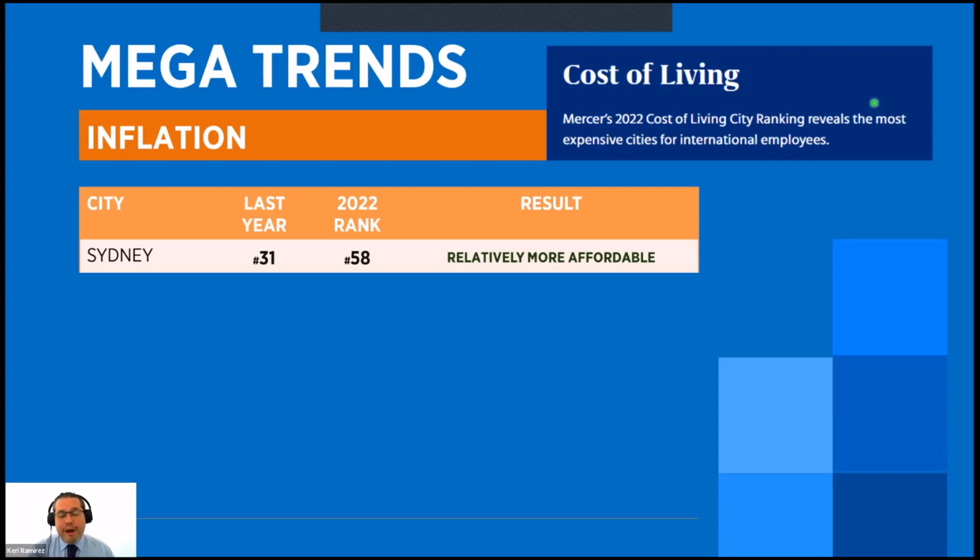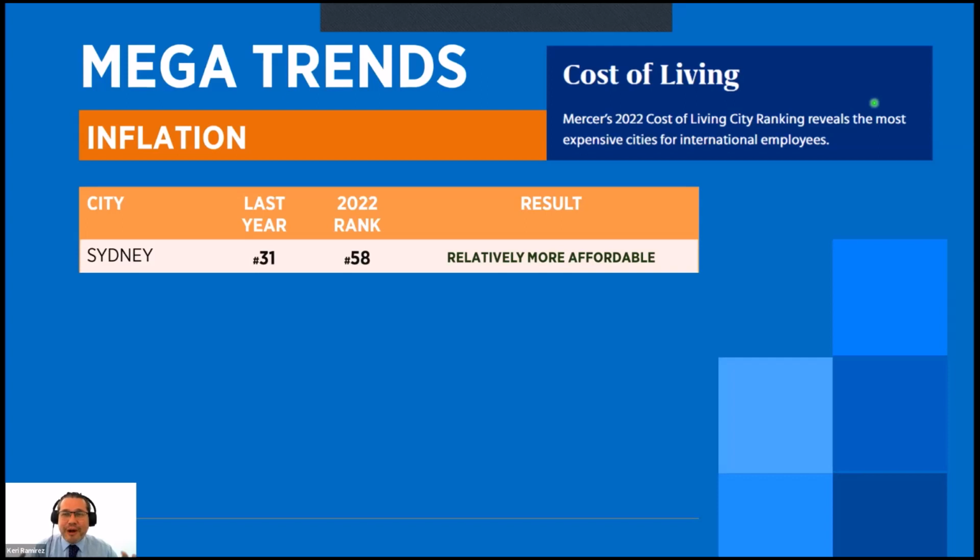So back in 2021, Sydney, which is the most expensive city in Australia, was in the top 30 in the world. So now, although the cost of living in Sydney is increasing, it hasn't increased as much as other cities. And therefore, it's now ranked number 58, so in the top 60. So it's relatively more affordable in comparison to other destinations. So in comparison to last year, it's more expensive, but in comparison to other destinations, it's more affordable.